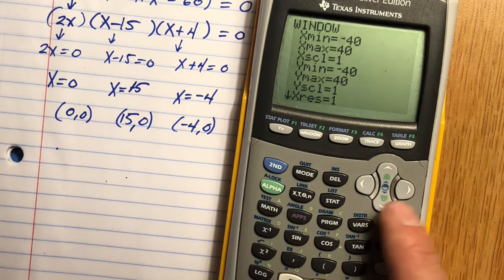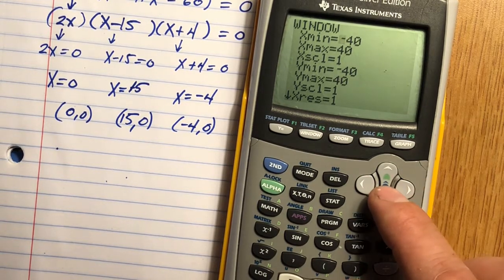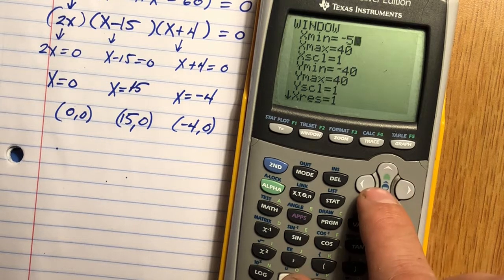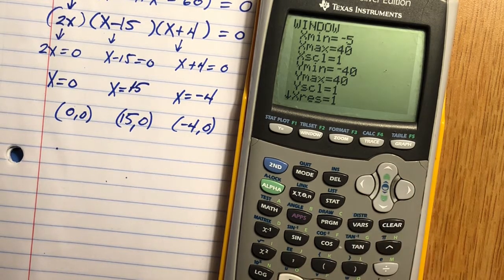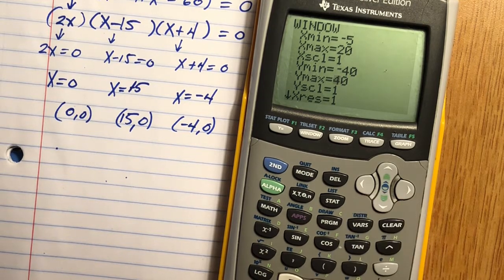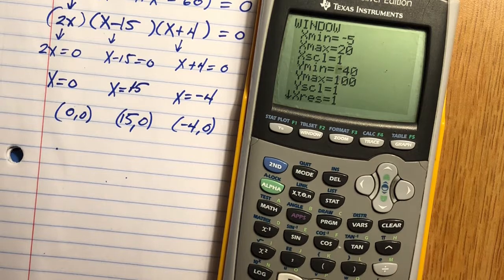Let me see if I can get a better picture for you guys. So let's go X min, I don't know, we'll just go negative 5. X max, we'll go 20. Y min, let's go negative 100, and let's go 100 just to see.